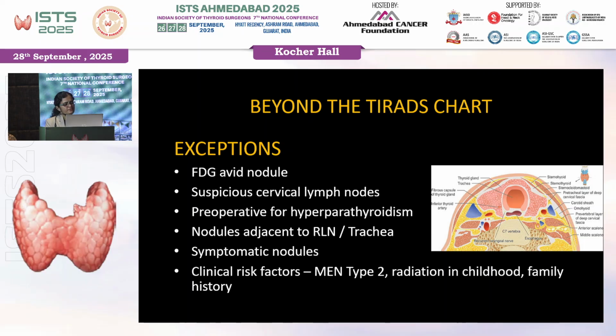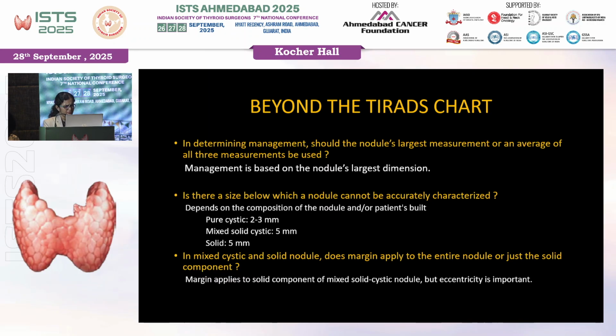For nodules which are adjacent to the recurrent laryngeal nerve or trachea, because this is the location of the recurrent laryngeal nerve. So any medially placed nodules, it's always important that they are dealt with better, because they are near the critical structures and we can't have a follow-up in that. Also symptomatic nodules, and those with high risk history of MEN type 2 syndrome, radiation in childhood, or family history. So certain questions: which nodule do you decide for management?